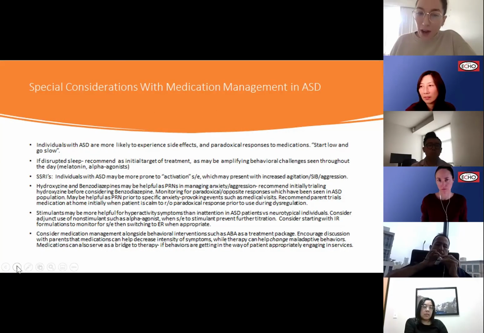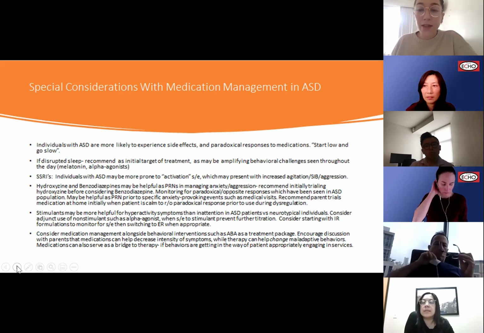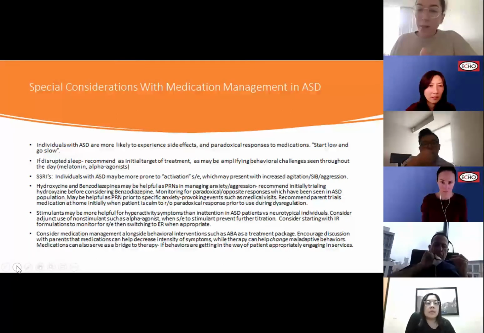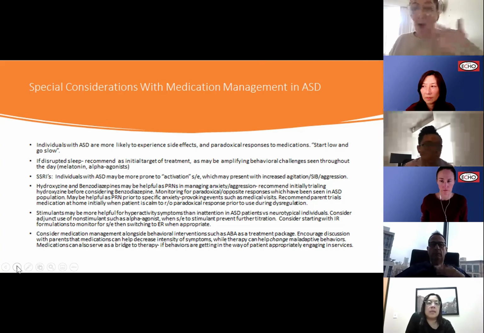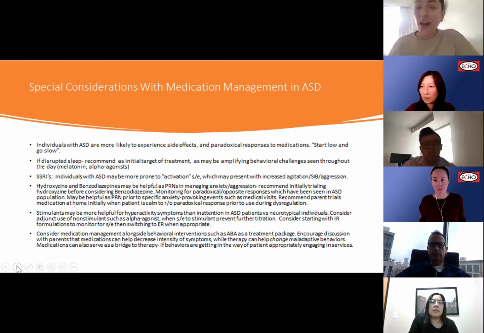When we use SSRIs, one of the concerns I'm monitoring closely for is this side effect of activation, which can certainly happen in non-ASD kiddos as well, but we do see it quite often with our patients. It looks like that kind of opposite reaction. Instead of feeling calmer or less anxious, we may see worsening anxiety, worsening aggression, increased hyperactivity. So again, we start low and go very slow with these medications to try to prevent this side effect or catch it as soon as it starts.